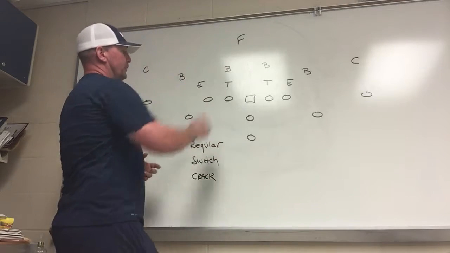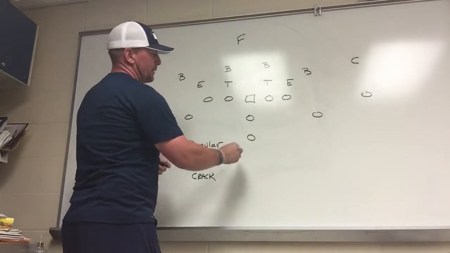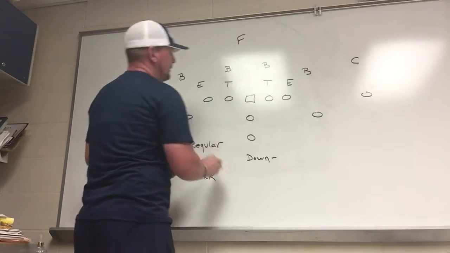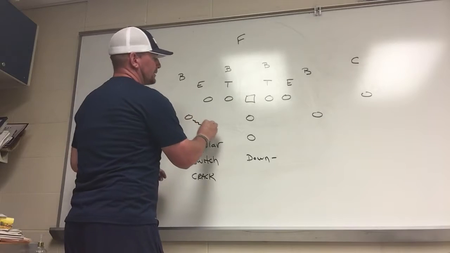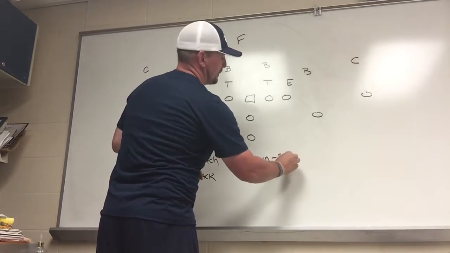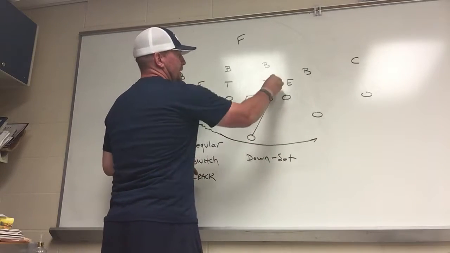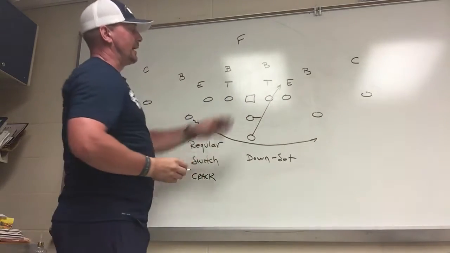If we're going to run inside veer right, the quarterback comes up, and the quarterback's cadence is down, set. So on down, the line gets down. He's going to hand motion to the wing. The wing's going to go into his motion real quick. On set, everybody's going. Okay, so we've got our veer movement. We have this, and we have this. Our line knows who they're blocking.